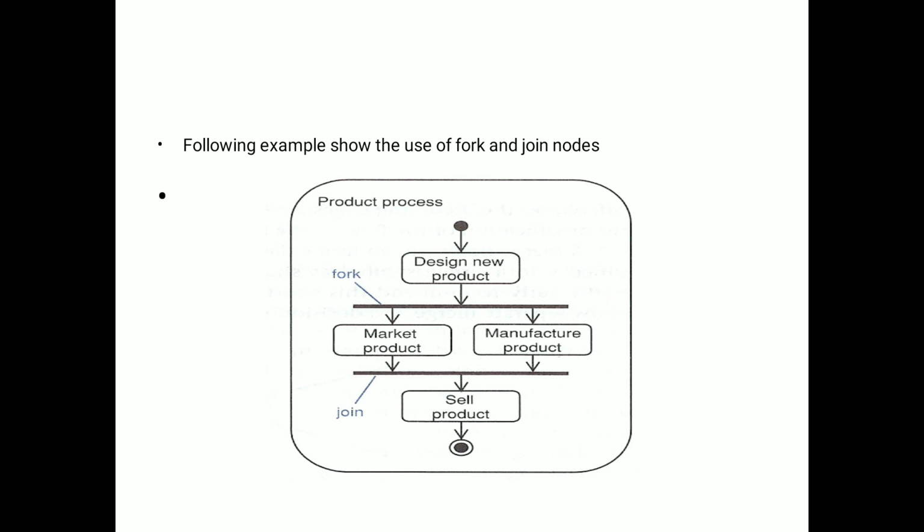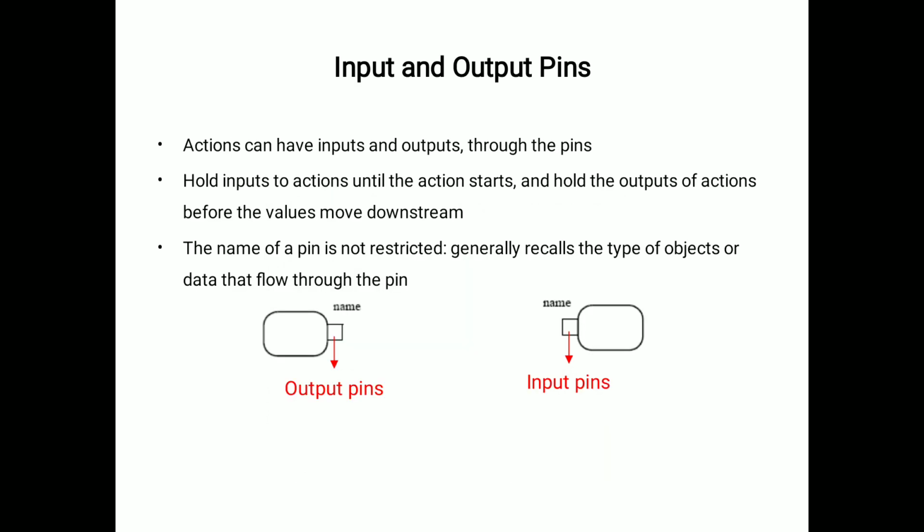Now in the next, input and output pins can also be shown in the activity diagram. Actions can have inputs and outputs through the pins. It holds input to an action until the action starts and holds the outputs of the action before the values move downstream. The name of the pin is not restricted, generally it recalls the type of objects or data that flow through the pin. So the output pin you can see here, and the input pin also you can see here.